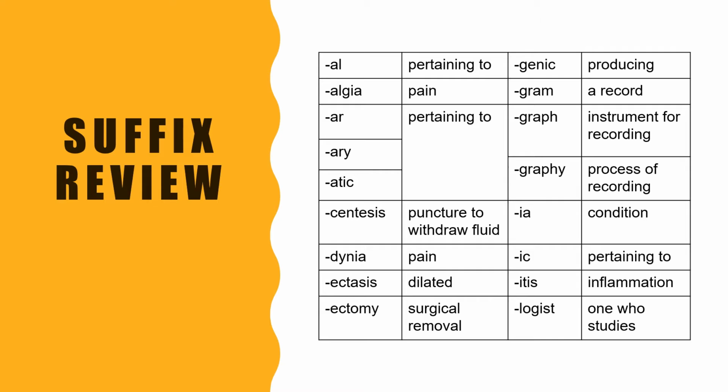Let's quickly review suffixes again. Al, pertaining to. Algia, pain. R, Aryan, attic, all mean pertaining to. Synthesis is a puncture to withdraw fluid. Dynia, pain. Ectasis, dilated. Ectomy, surgical removal. Genic, producing. Gram, a record. Graph, an instrument for recording. Graphy, a process of recording. Ia, condition. Ic, pertaining to. Itis, inflammation. And logist is one who studies.